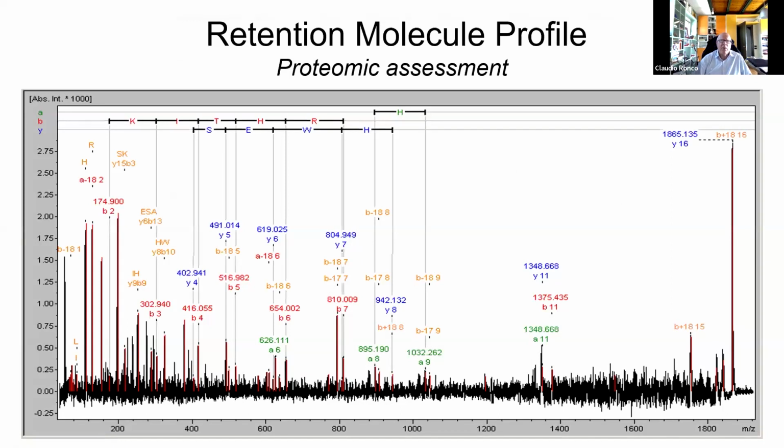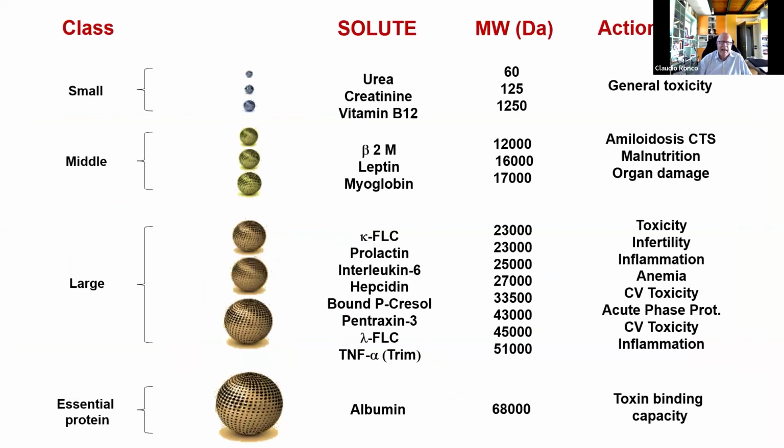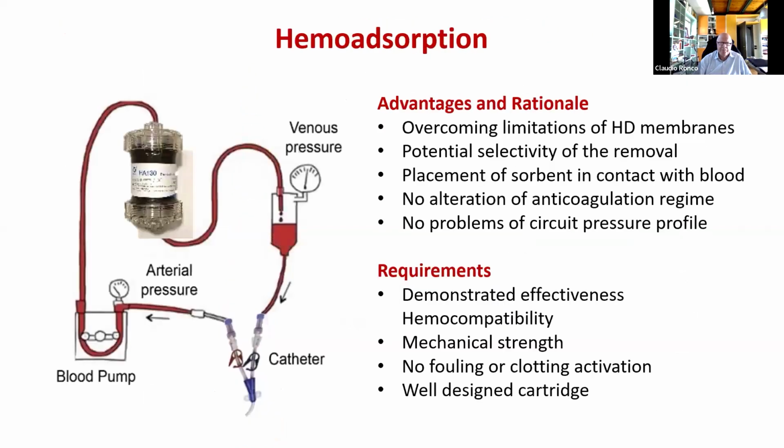But looking at the spectrum of retention molecules by proteomic assessment, we know that there are several solutes that accumulate in blood of patients with AKI, sepsis, and chronic kidney disease that cannot be removed by classic dialysis membranes. The reason for this is that these molecules are in the range of molecular weights that go from practically 15,000 to 50,000, and they are responsible for most of the toxicity, infertility, inflammation, anemia, cardiovascular toxicity, and inflammation in general.